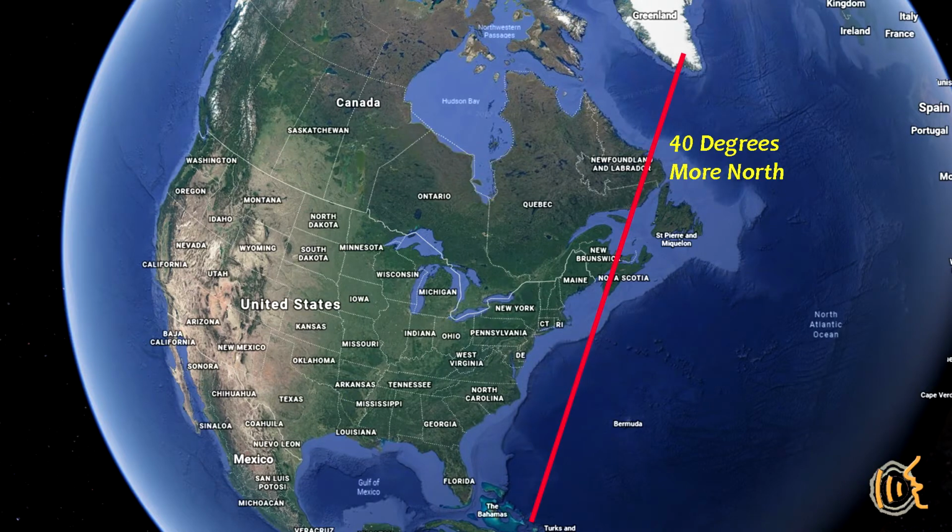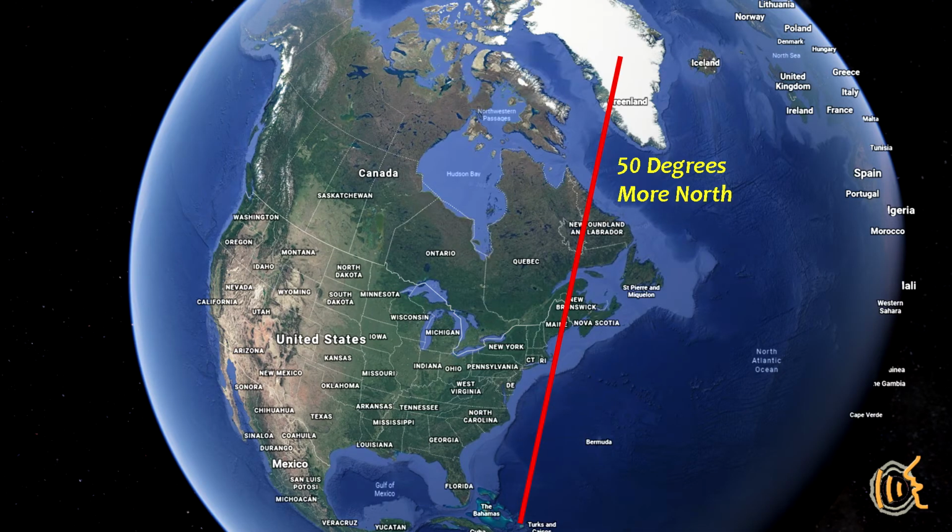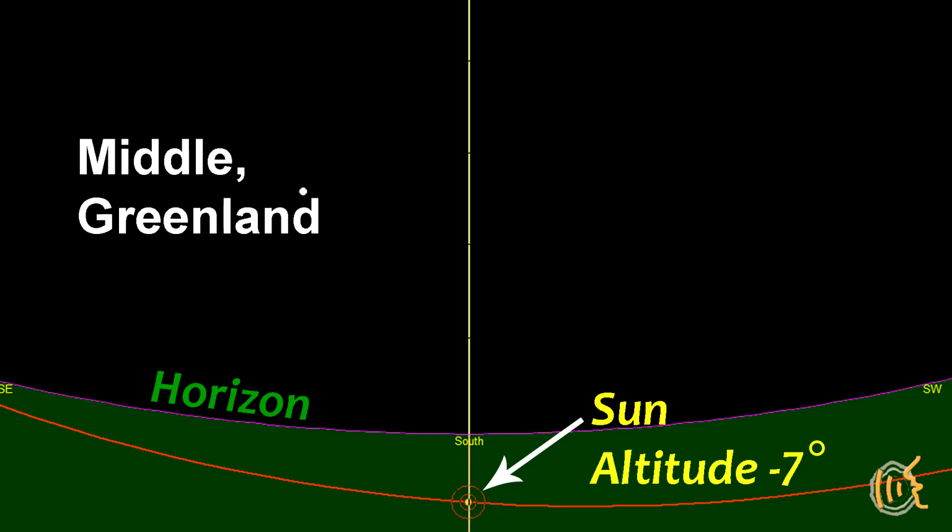On the lower tip of Greenland, 40 degrees more north of the beach, the Sun would only get to 3 degrees over the horizon. Look what happens when you get to the middle of Greenland, 50 degrees more north of that beach. The Sun only gets to -7 degrees relative to the horizon, meaning it will not rise above the horizon. Now you can understand why in the region of the Arctic, in the winter, they can have 24 hours of darkness. The northern Earth is tilted so much that the Sun won't rise. Everything is exactly the opposite at the Tropic of Capricorn in the southern hemisphere.